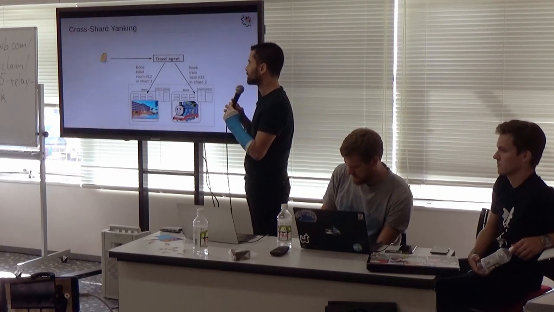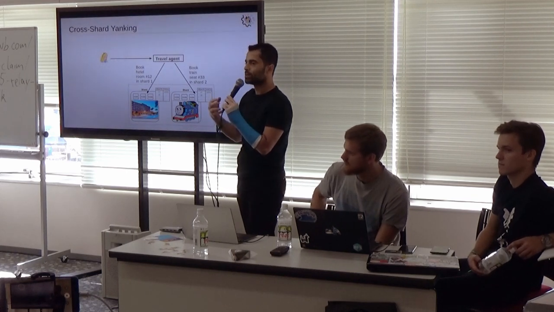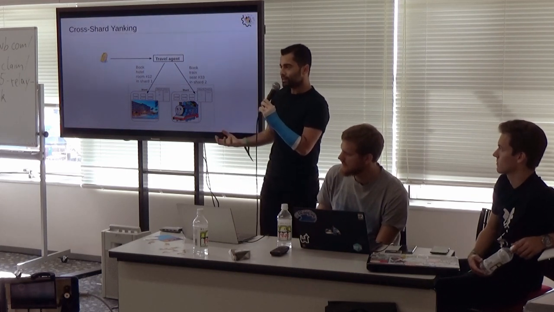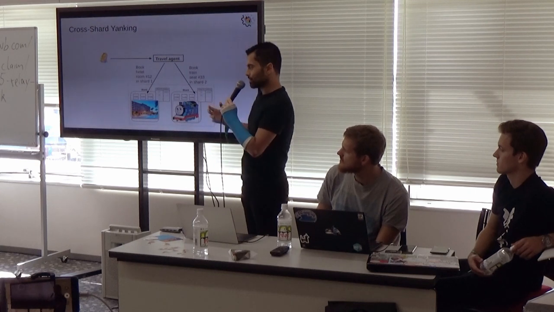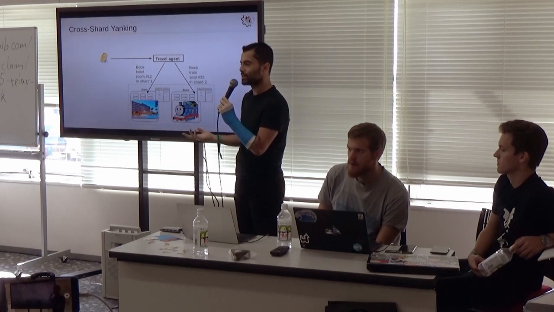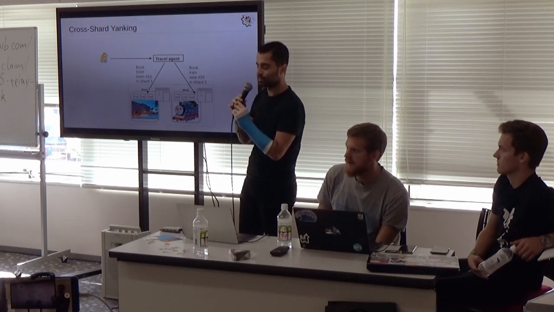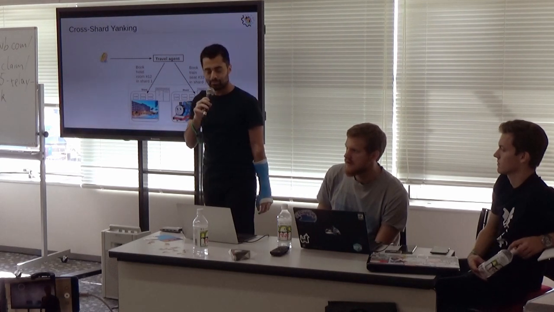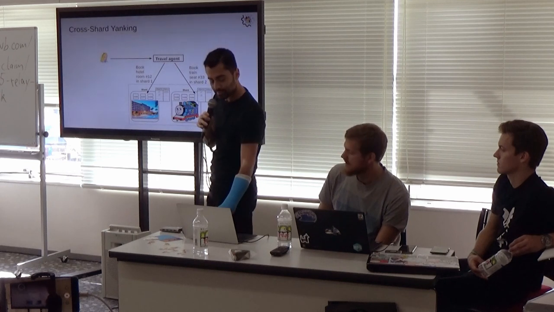The first one is basically mutex-based. Vitalik made a blog post about this on Ethereum Research. He called it cross-shard yanking, but it's actually basically mutexes, which were invented in the 70s. And the idea is very simple.